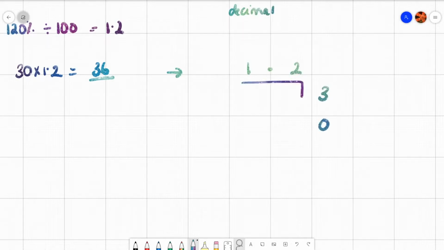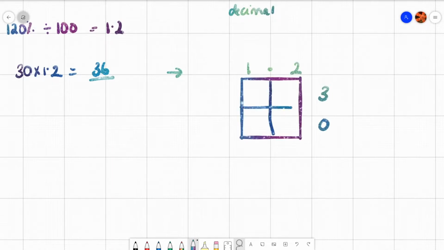30 down the side. Okay, draw my box, split the digits up, and then you draw your diagonal lines this way and extend out. Okay, and then you just multiply. So 2 times 3 is 6, so 0 and 6, 0 tens. 2 times 0 is 0, so 0, 0. 1 times 3 is 0, 3. 1 times 0 is 0.